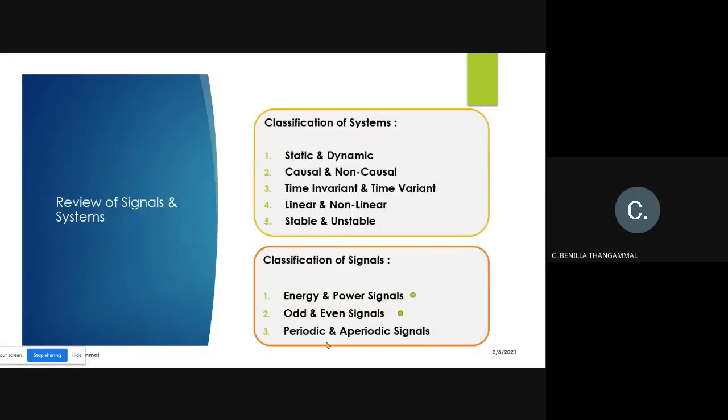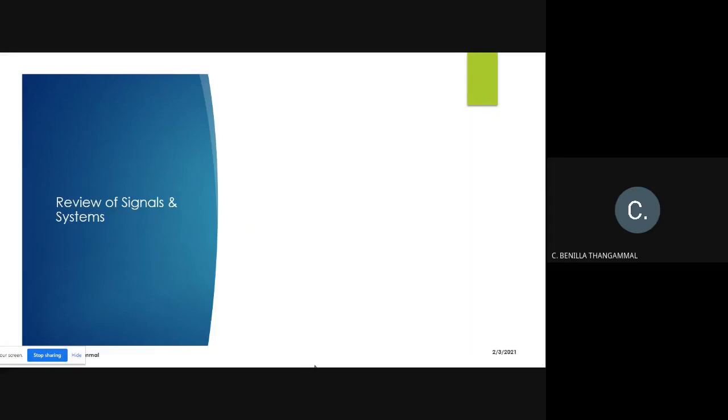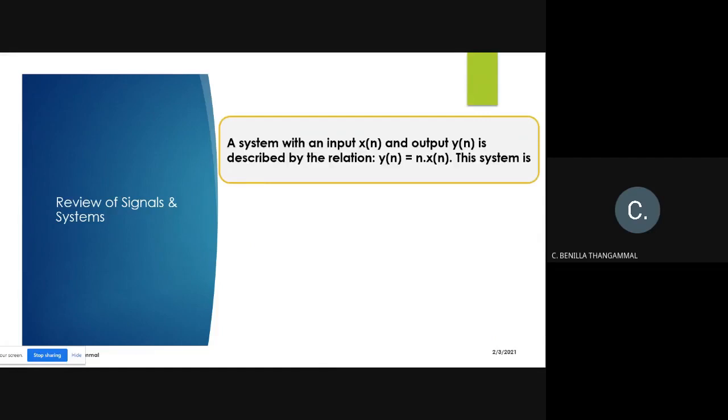The third one is periodic and aperiodic signal. Here we'll be calculating the periodicity, that is the fundamental period. If the fundamental period is an integer, it is said to be periodic. If it is not an integer, it is said to be an aperiodic signal. So we'll have some 4-5 GATE questions here.